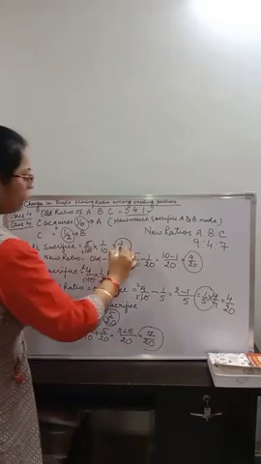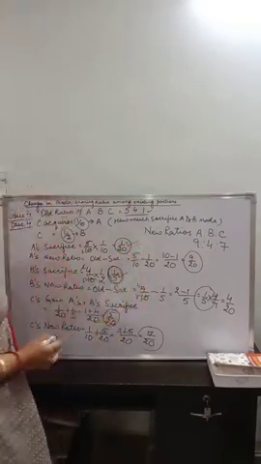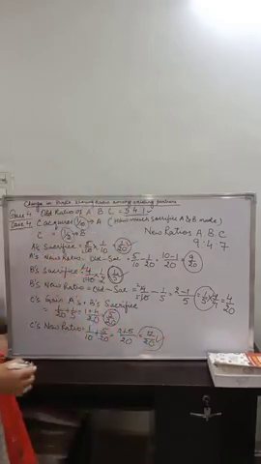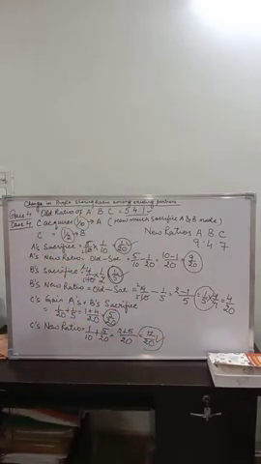Whereas the sacrifice made by A and B is this much and the gain made by C is 7 by 20. So with this we come to the end of these 4 cases. I hope you have understood. You can copy down the question now.